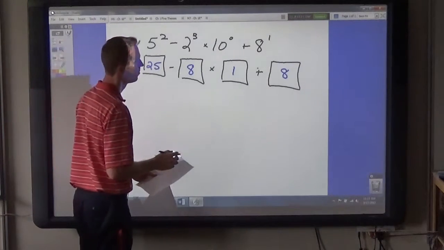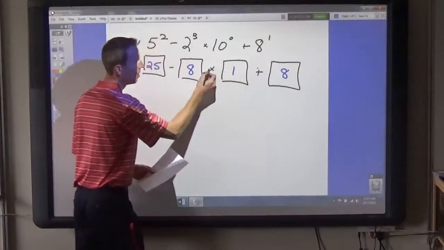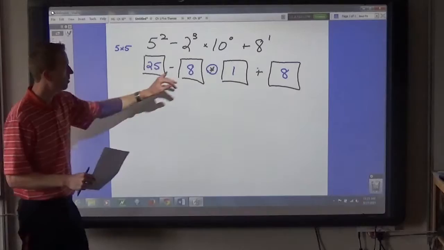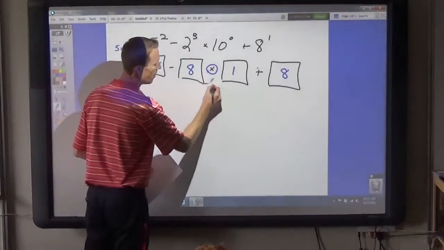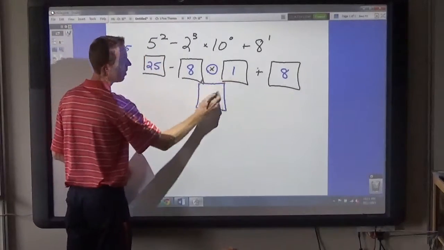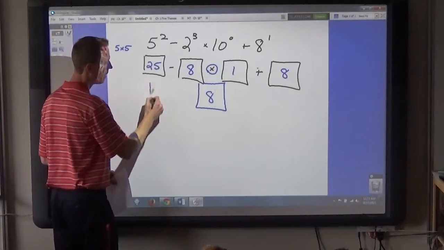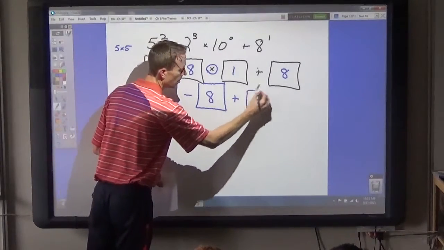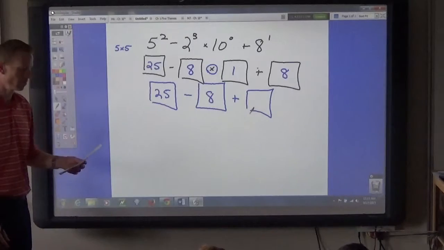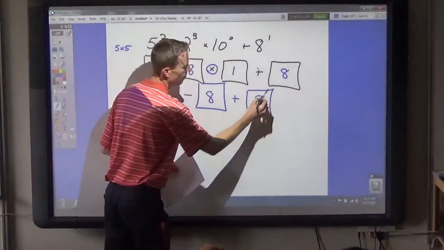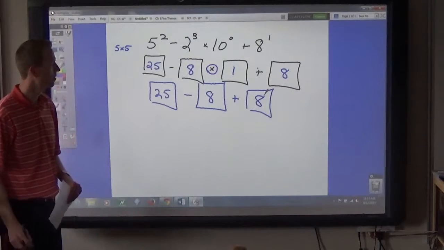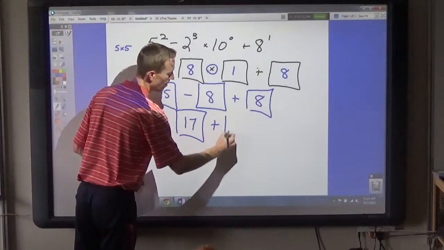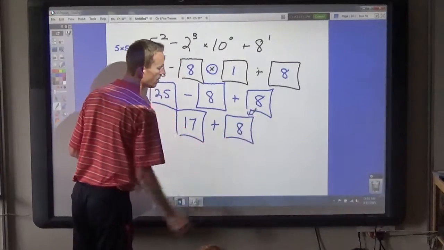Let's go on to the next part. We can't do these in order from left to right because multiplication is in step 3. That comes before subtraction and addition. So we have to simplify this first. 8 times 1 is 8. Then we have to bring down what's left. So this stays 25 minus 8 plus 8. Then we do this in order from left to right. 25 minus 8 is 17 plus 8. We have to bring down this 8.